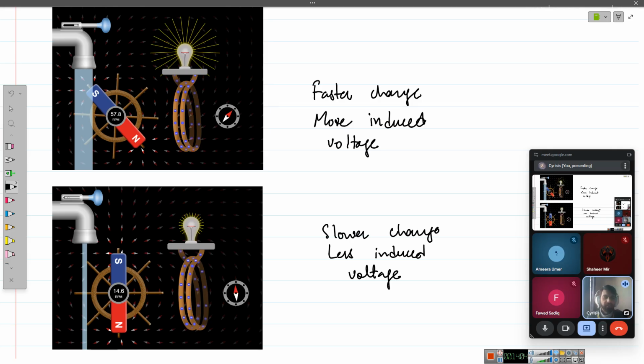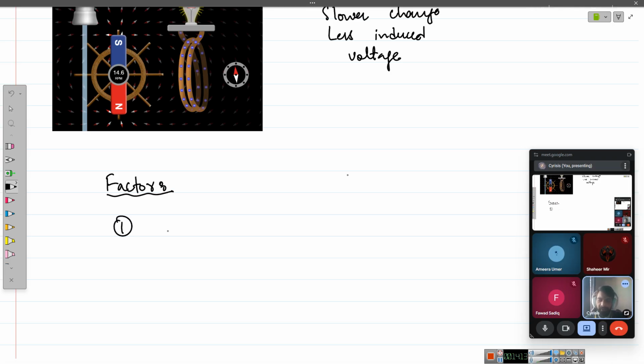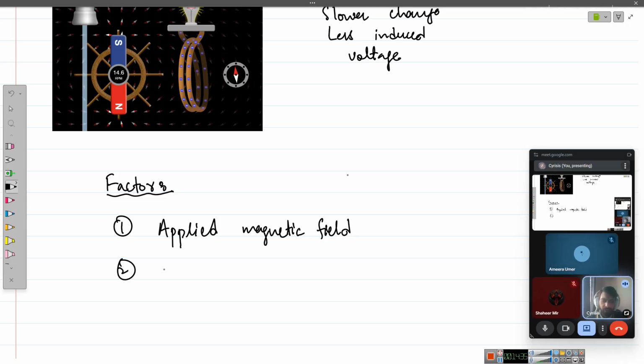That we can also do by increasing the magnetic field strength. The factors that are there in generation: number one is the applied voltage or the applied magnetic field. Either way, if you're using an electromagnet, that's going to be voltage. If you're using a permanent magnet, which is this case, it is the applied magnetic field strength. How much is the strength? If you're using a weaker magnet, then obviously the induced voltage is going to be less, no matter how fast you're doing it. Number two, the speed at which the change is happening.